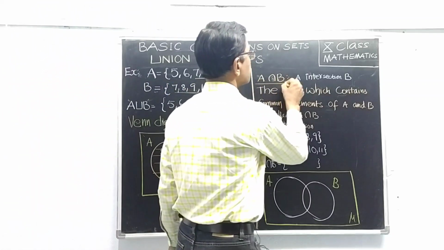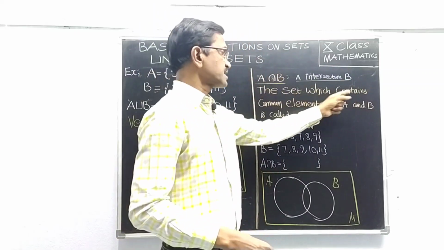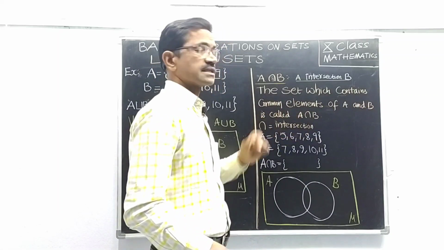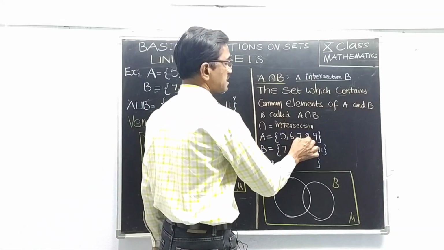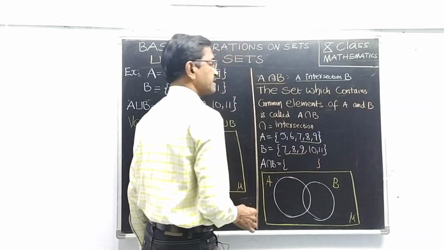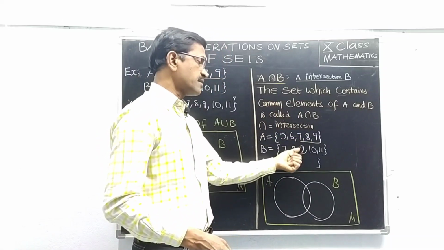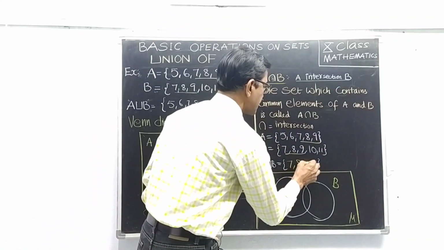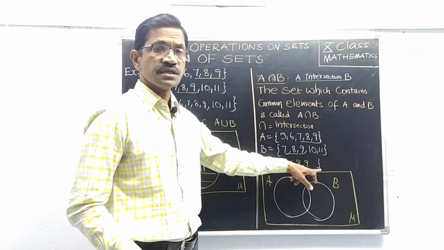Now A intersection B. What is A intersection B? The set which contains only common elements of A and B is called A intersection B. Only common elements. So for example, A is equal to 5, 6, 7, 8, 9, B is equal to 7, 8, 9, 10, 11. What are the common elements here? 7, 8, 9. Common means they exist in both A and B. So they are 7, 8, 9. This is called A intersection B.